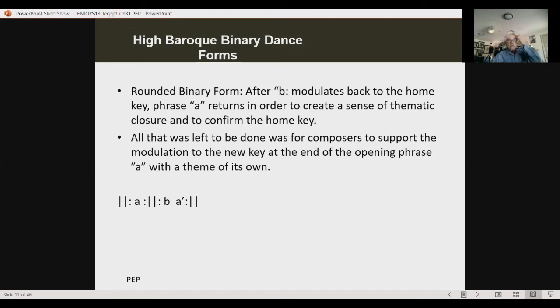And then as it turned out, we have another form called rounded binary, because this is what happened. They'd have that A section repeated, and then the B section would start. But with the B section, when it came back to the home key, they would insert some of this music from the A section. So it ties it all together. We have the A section again, new material, back to the home key, and then, oh yeah, we remember that from back here. And then we have that key jump from the home key back to the related key, and then we work our way back to the home key and the initial information. So that's rounded binary form.